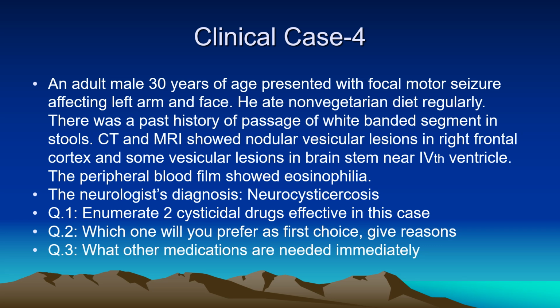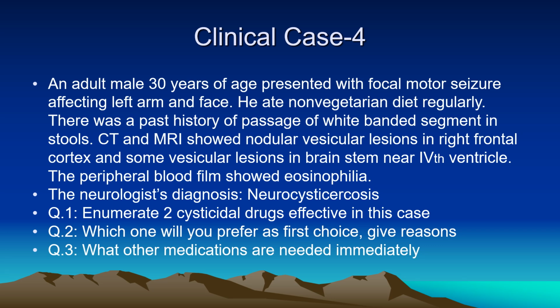Clinical case 5. An adult male, 30 years of age, presented with focal motor seizures affecting the left arm and face. He ate a non-vegetarian diet regularly. There was a past history of passage of white banded segments in the stool.